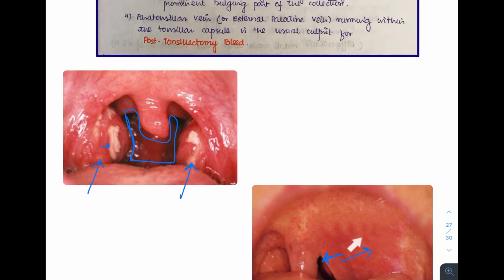And lastly, clinically important is that the paratonsillar veins, which are found in the loose areolar tissue, which is your plane of dissection, are the usual culprit for post-tonsillectomy bleeders. It's very important to explore that if a case of secondary hemorrhage comes to you.